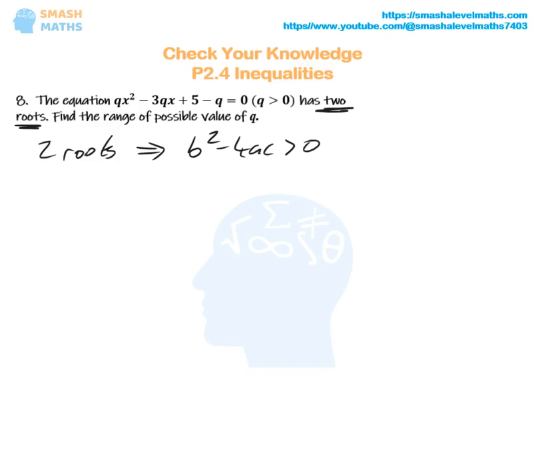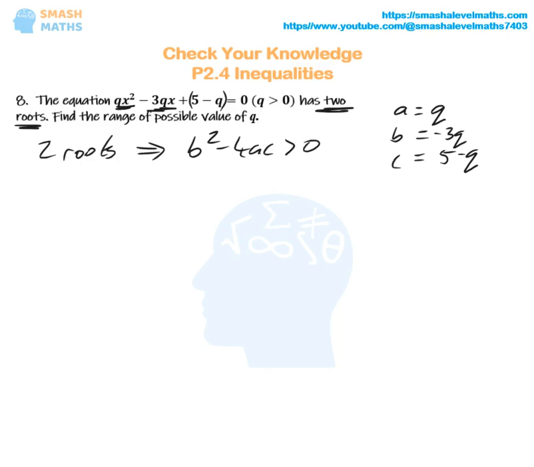So what I'm going to do now is have a little think about what my values are going to be for A, B and C going into that. So let's have a little look because it's a bit weird. So A is just q. B is minus 3q. And C is the number on the end, so it's 5 minus q. So we've got expressions in terms of q for each of those things. So we've got b squared minus 4ac greater than 0.